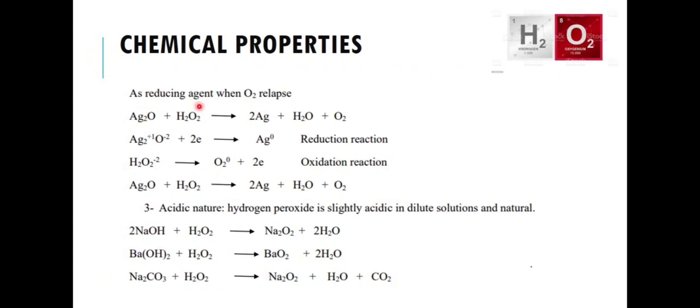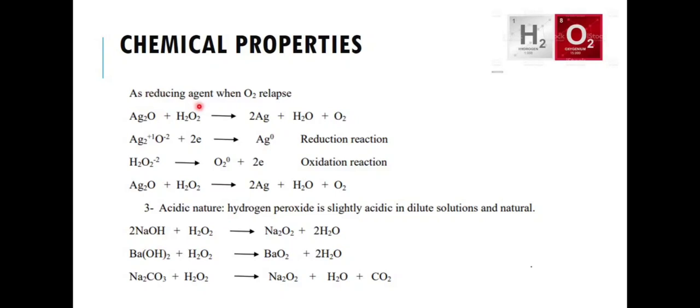2KMnO4 + H2SO4 + 5H2O2 gives K2SO4 + MnSO4 + 5O2 + 8H2O. So it reduces potassium permanganate to manganese sulfate and potassium sulfate. It decolorizes the potassium permanganate with liberation of 5 molecules of nascent oxygen.